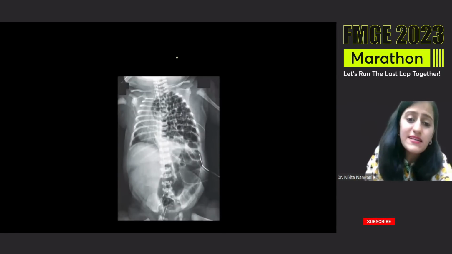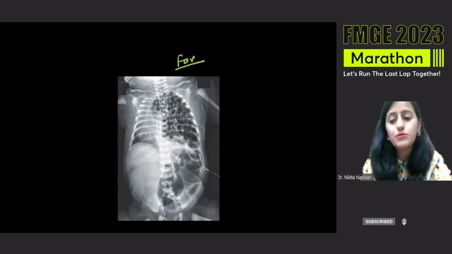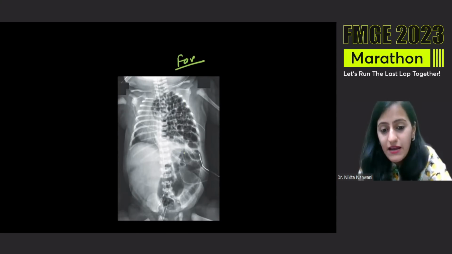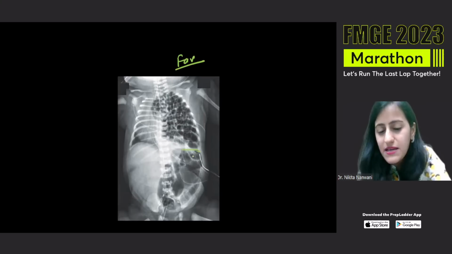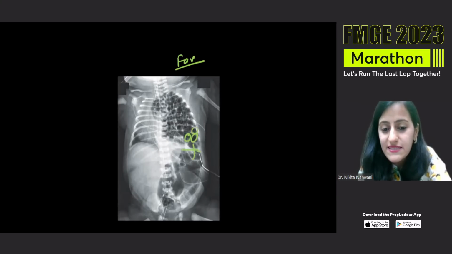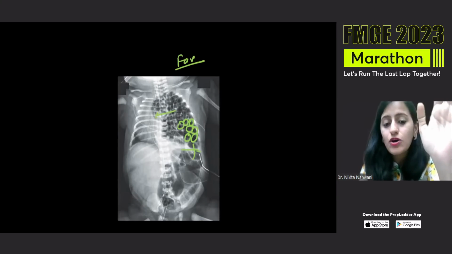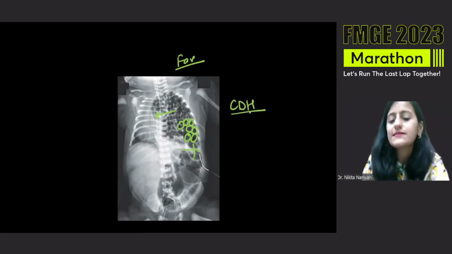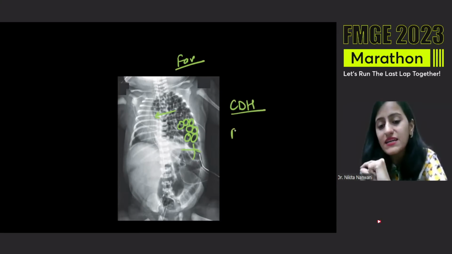Going to the next one, this has been the favorite with the examiners. What is this image showing? Where we don't see the left hemidiaphragm, we see those cystic, air-filled spaces in the left hemithorax, causing the mediastinal shift to the right in a neonate. This is congenital diaphragmatic hernia.